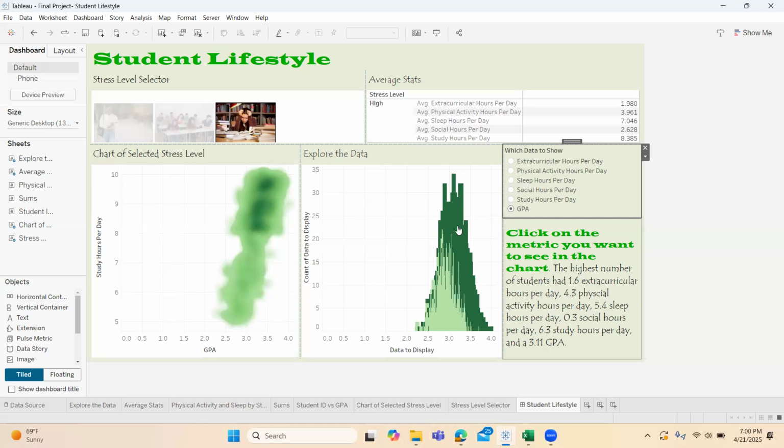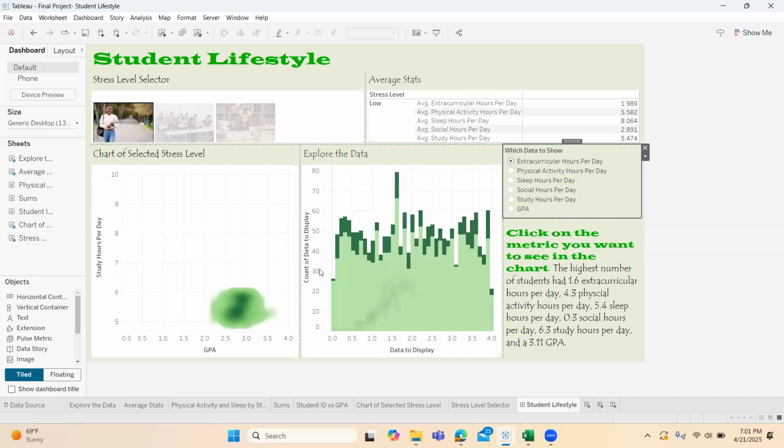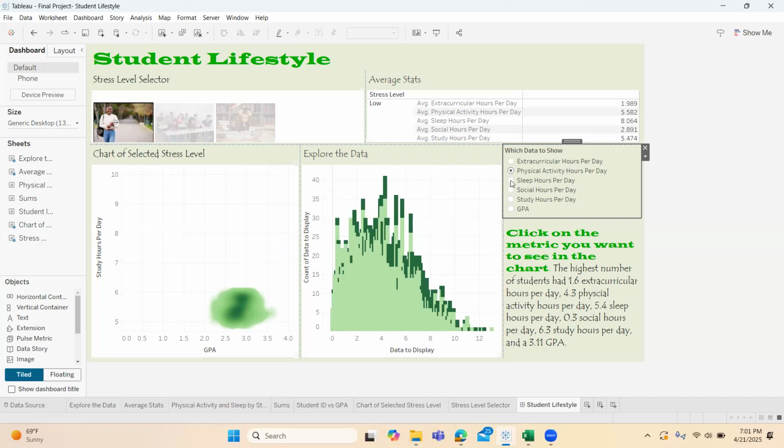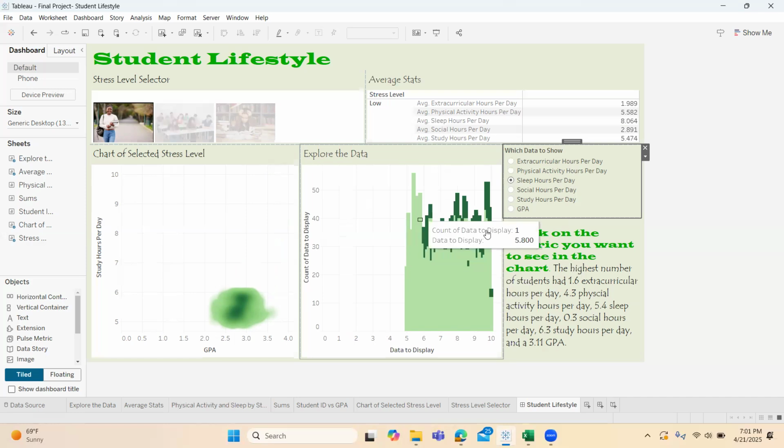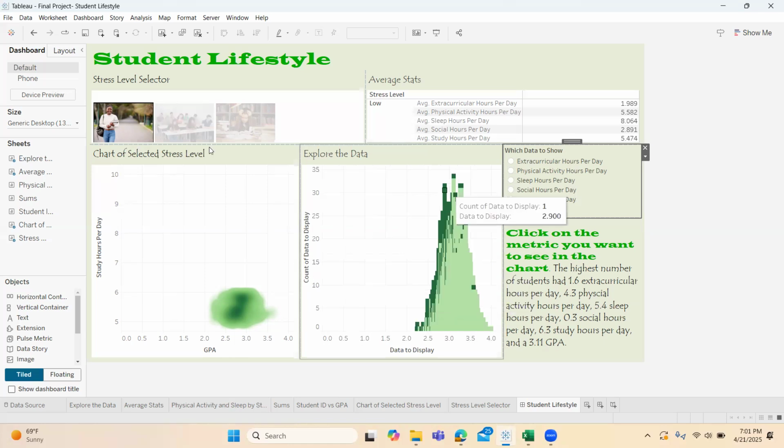This is just summarizing all of the data in this little caption here. But the colors are what is telling us about the stress. So you go to low stress, you can see the GPA is on the lower side, and extracurricular activities all over the place, physical activity all over the place, sleep is kind of on the higher end, and there's none in the lower. Social hours all over the place. Study hours, it is the bulk of the lower study hours. So that's a huge role in the stress.